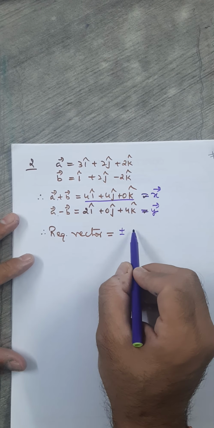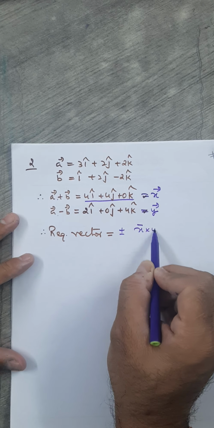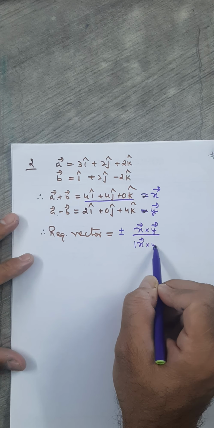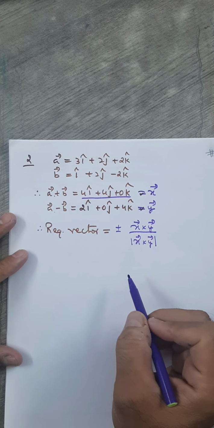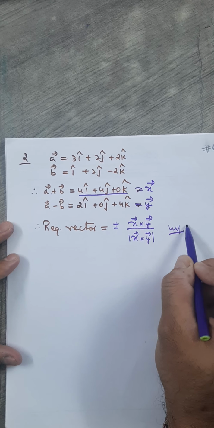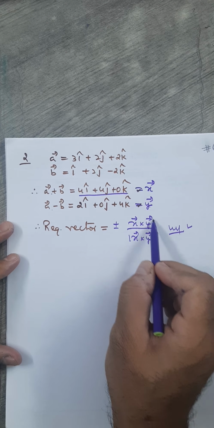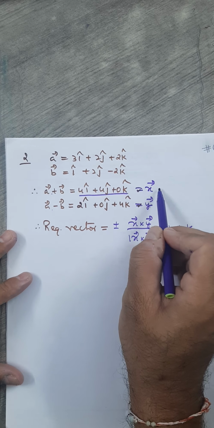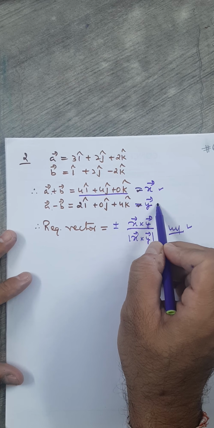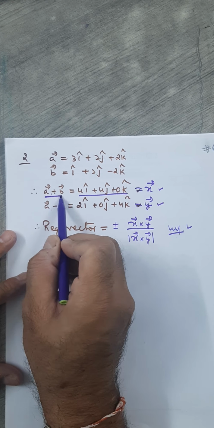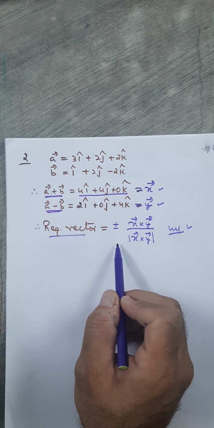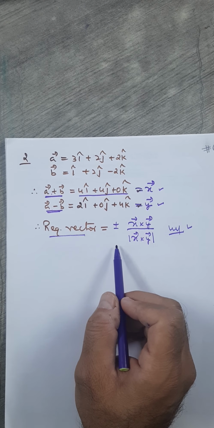So plus or minus, what you need to do is take their cross product upon its magnitude. This is the formula we have stated. A very important result, remember this one. This is the unit vector asked for in the question, which is perpendicular to both vector x and vector y. Vector x means this and vector y means this. This is a very important result when you are asked for a vector perpendicular to both, remember, or each.